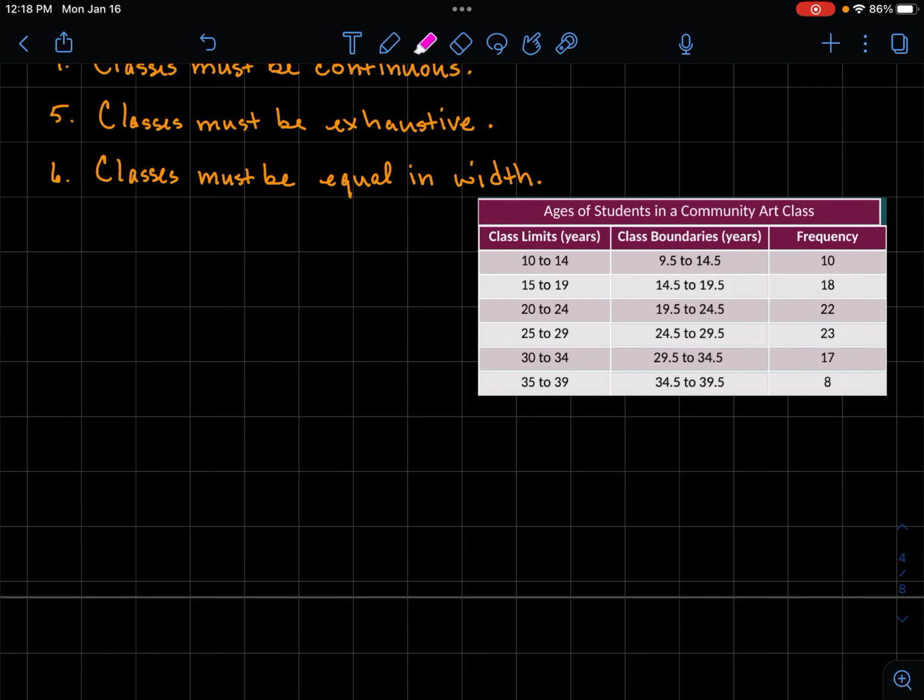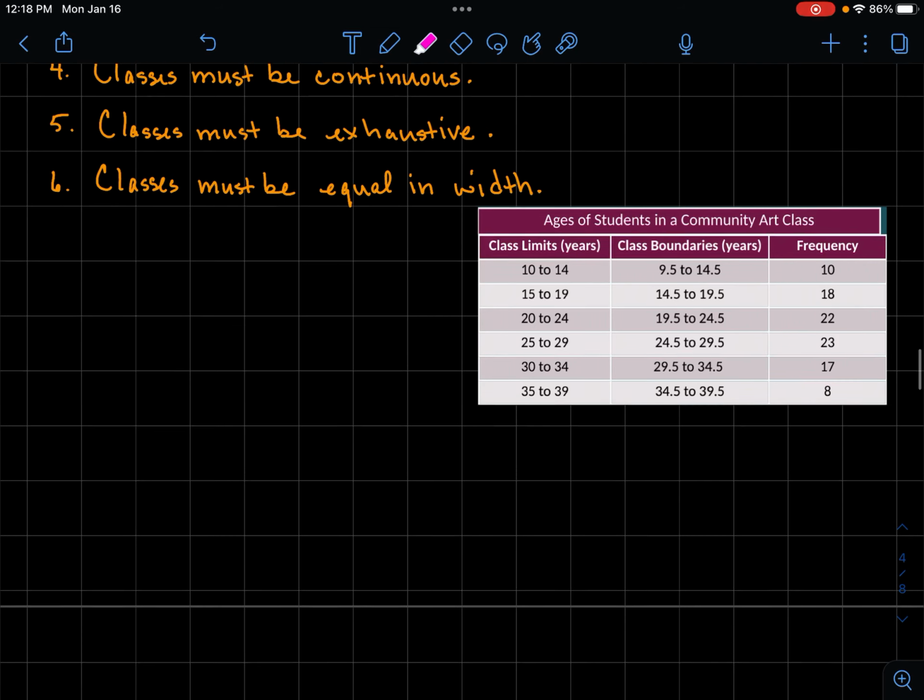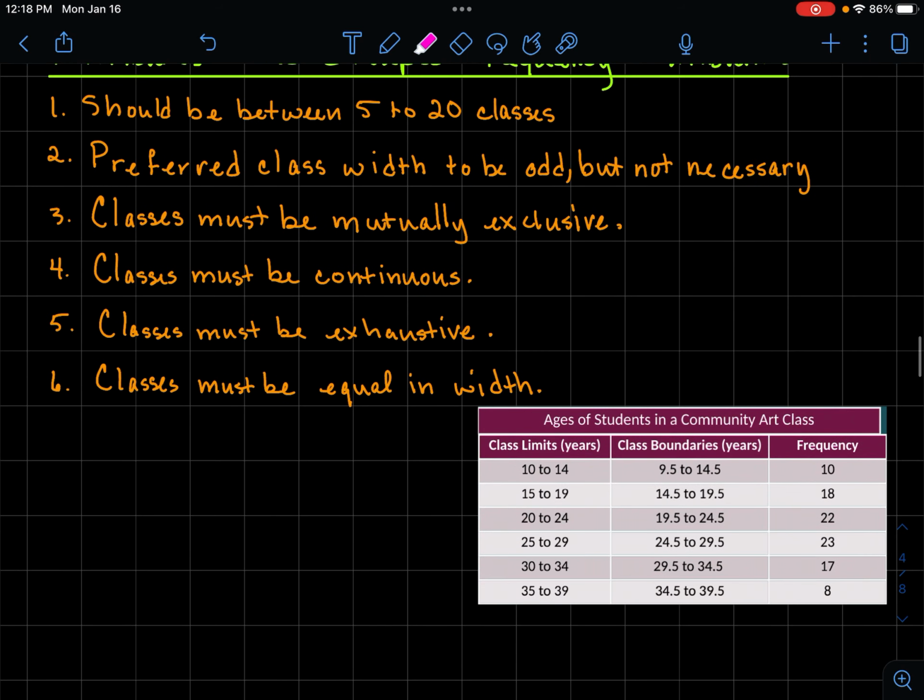So reminding you again of the data that we start with at the beginning of our video, let's go through all of our checkpoints. One, do we have at least 5 to 20 classes? Well, if we count up all the classes that we have here, we see that we have 6. That is definitely between 5 and 20, so that checks the box. Preferred class width is odd, but it's not a necessity, but we'll take our first class's upper class boundary, subtract away from it the lower class boundary, that is 5, and it's an odd number. We've got what we preferred, so we're good there.